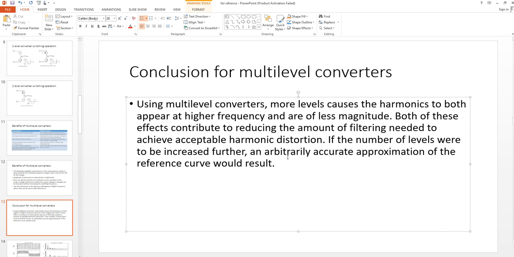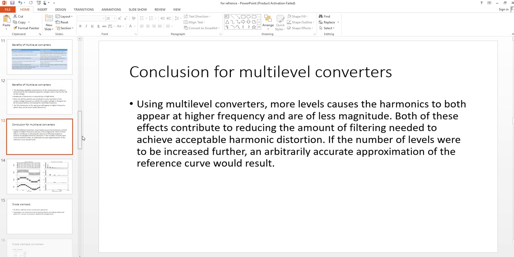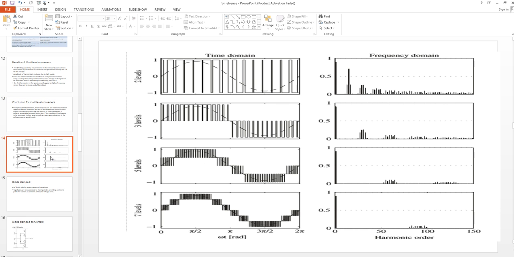If the number of levels were to be increased further, an arbitrarily accurate approximation of the reference curve would result. So these are the advantages of using multi-level converters. So you see here, if we have a two-level converter, this is the switching waveform.